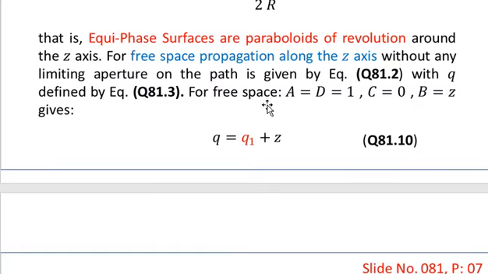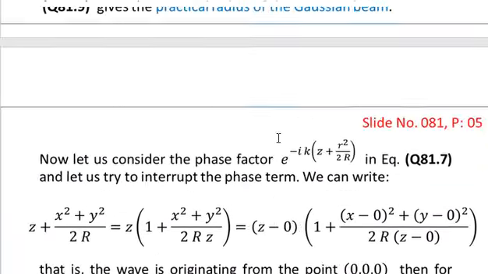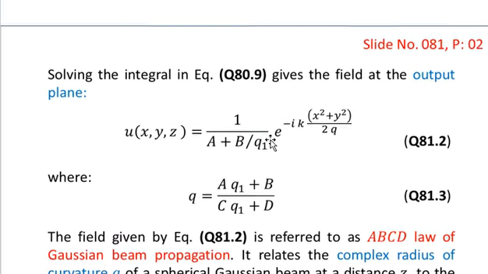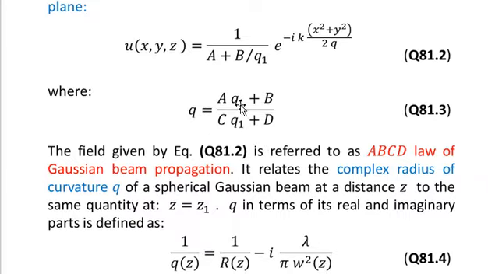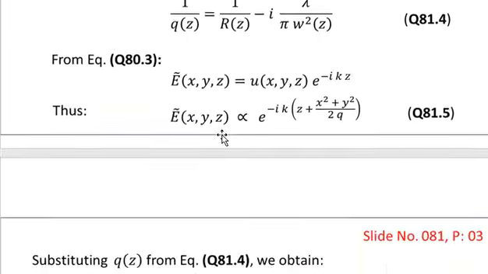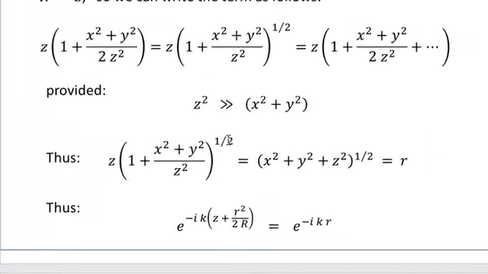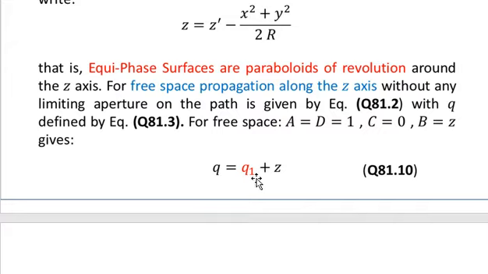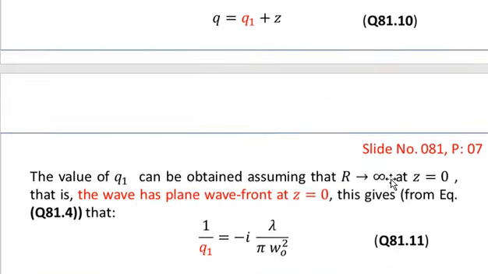So for the free space propagation you need to set these values in equations 2 and 3, and then you will get this relationship. Otherwise the relationship is slightly complex in the general form, that is q = (A q1 + B)/(C q1 + D). For free space propagation, A = 1, D = 1, B = z, and C = 0. Under that condition you get a very simple result, that q is related to q1 plus z, as shown in equation 10.